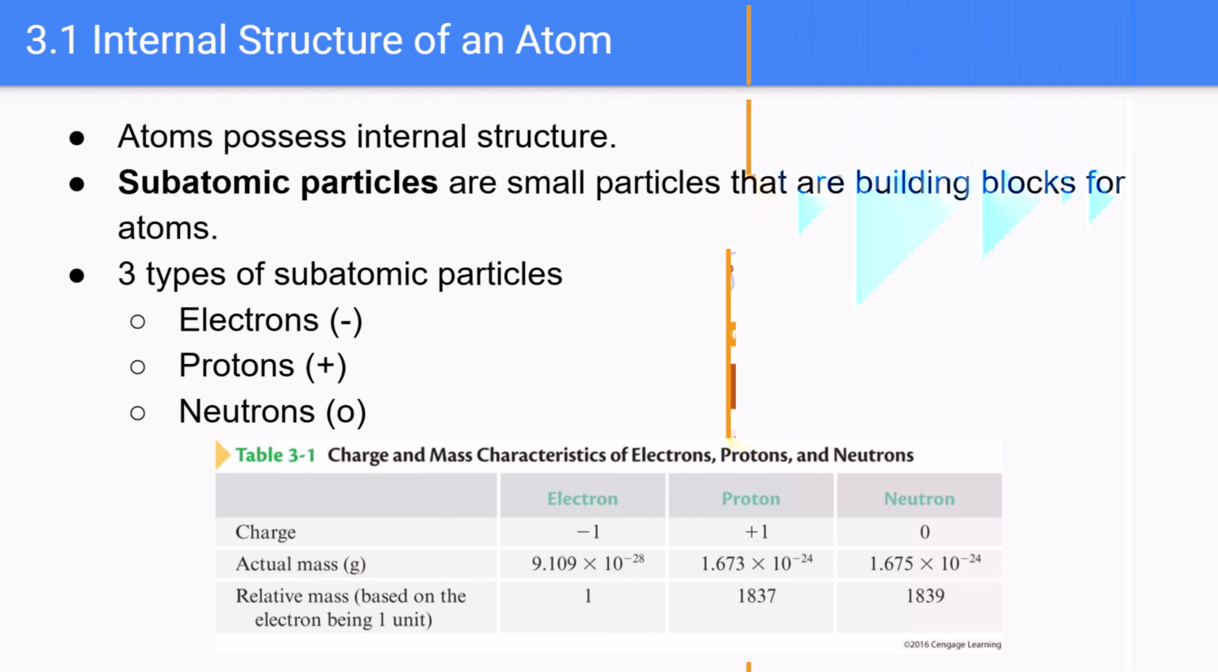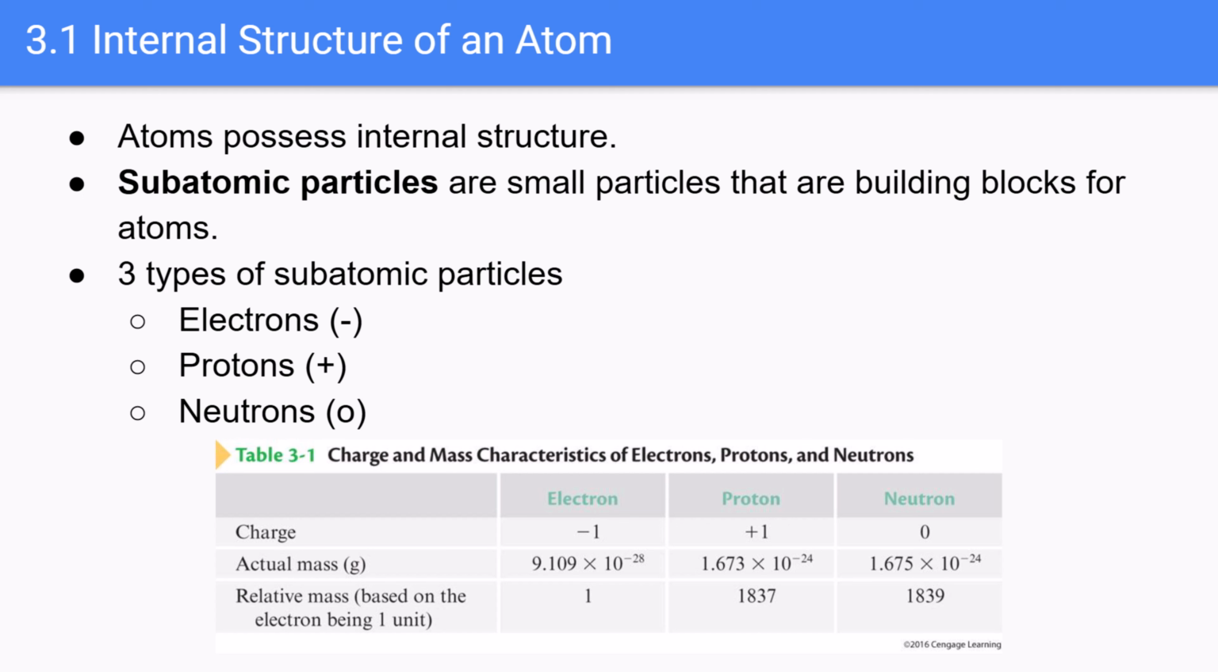While atoms are the smallest fundamental unit of elements, we can actually break that down even further into smaller particles. These are called subatomic particles, literally meaning smaller than an atom. And there are 3 primary types of subatomic particles that you're going to need to be aware of that make up all atoms. There is the electron, which carries a negative charge, a proton, which carries a positive charge, and a neutron, which is considered neutral and carries no charge.